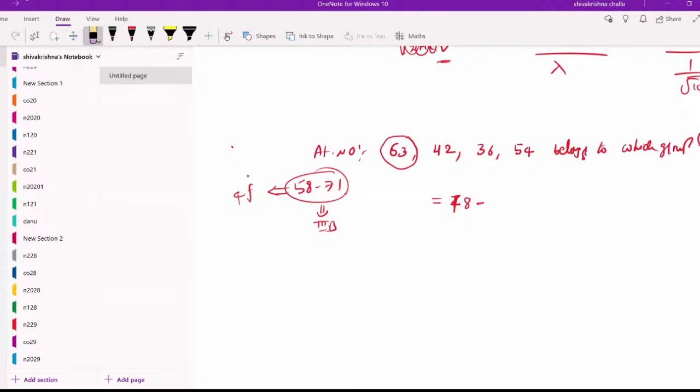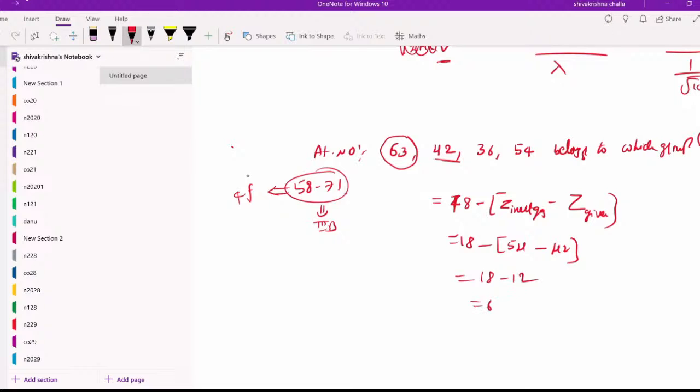18 minus Z of the nearest inert gas minus Z of the given element. That is 18 minus the next inert gas, 54 xenon, minus Z given, 42. Then you will get 18 minus 12, which is 6. That is equal to the 6th group. Yes or no? That belongs to the 6th group. Got my point? Like this, you can get the answers.